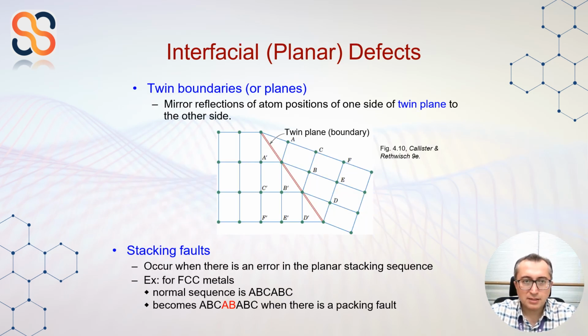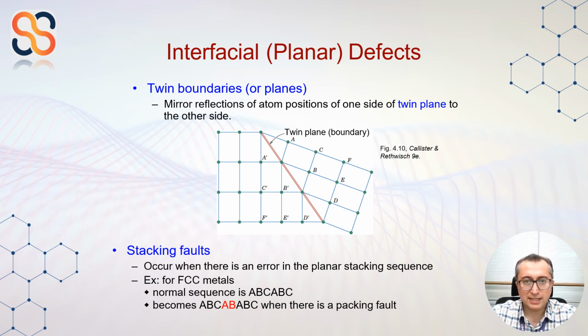Well, let's shift to interfacial defects, which are important features in the microstructure of materials that can significantly influence their properties. So, I'm going to discuss two main types of interfacial defects: twin boundaries and stacking faults. The first one, twin boundaries, also known as twin planes.